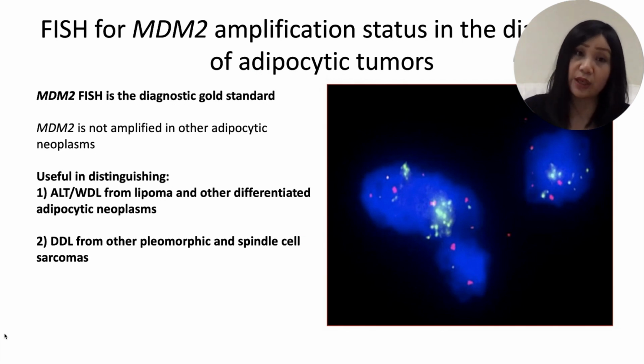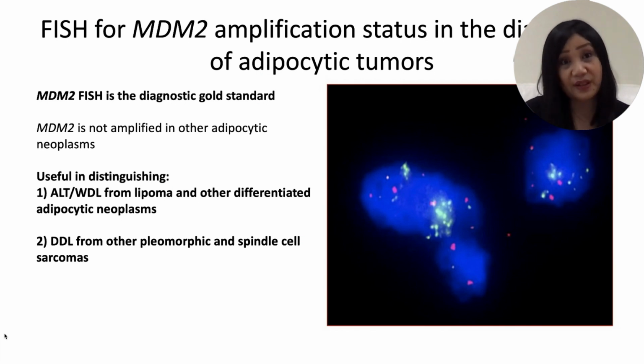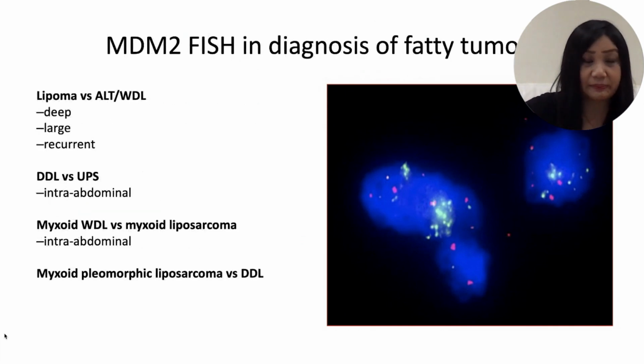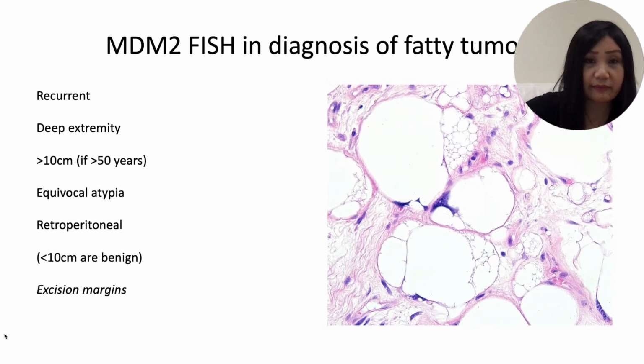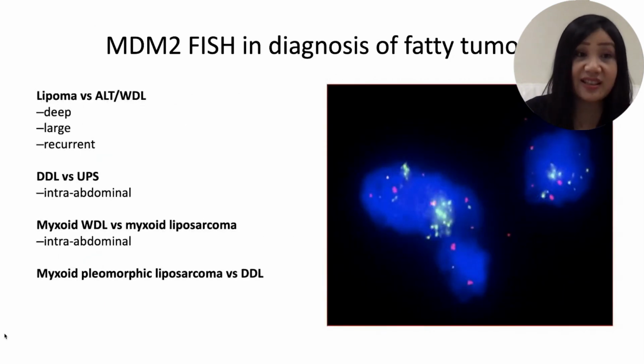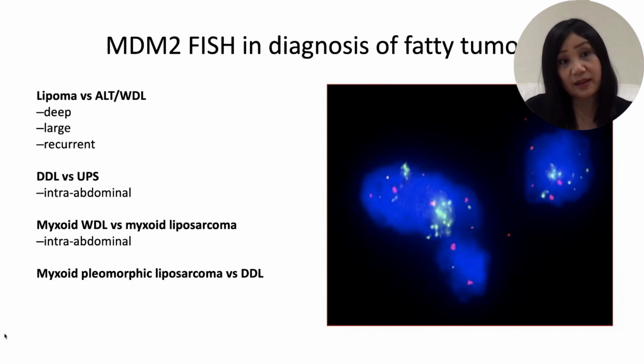So the most useful contexts are in distinguishing well-differentiated liposarcoma from lipoma and other tumors of differentiated adipocytes, and to distinguish dedifferentiated liposarcoma from other pleomorphic and spindle cell sarcomas in the retroperitoneum and abdominal cavity. As we mentioned, it is useful to discern lipoma or other benign adipocytic tumours from well-differentiated liposarcoma, particularly when these tumours are deep, i.e. within skeletal muscle, when they are large, so more than 10 centimetres, and in recurrent tumours.